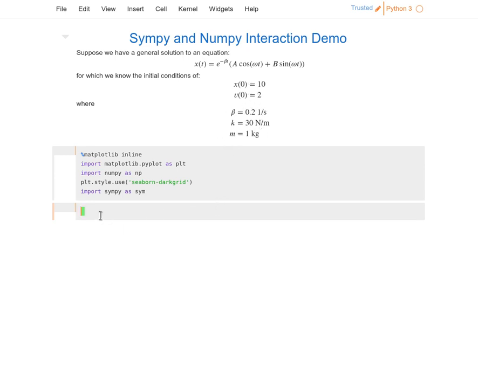So just plugging in my constants here. So beta is 0.2. K is 30. M is 1, which means omega is the square root of K over M. That's all that good stuff. And then we'll say x0 is 10 and v0 is 2, just so that we have them all down.